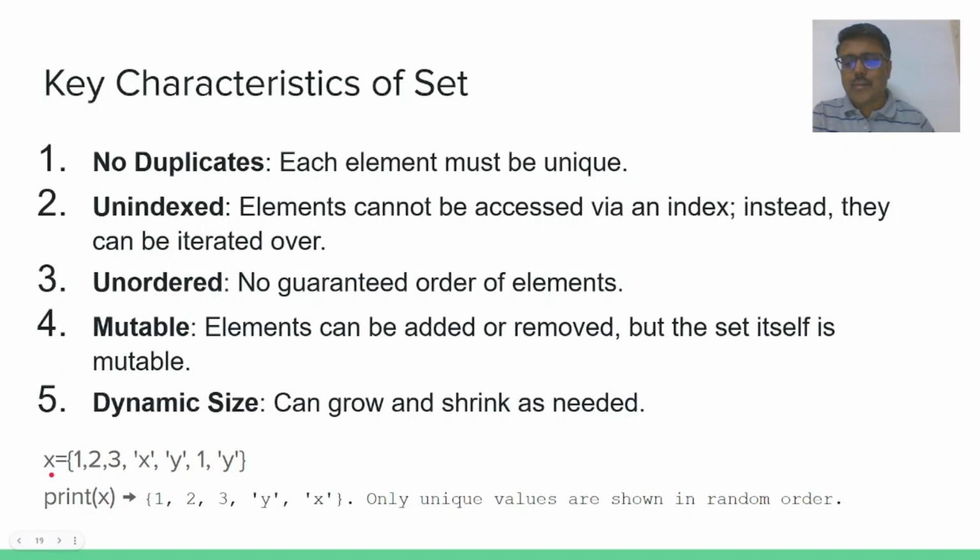I've given an example here: 1, 2, 3, X, Y. Again, I'm giving 1 and 2 twice. But when you are printing it, though the 1 is available 2 times, you will find it only once. Even Y, if it is available 2 times, it will print Y only 1 time. So 1, 2, 3, Y, X. And it will show only the unique values, and it will not always be in the same order. It will print 1, 2, 3, X, Y, or X, Y, in random order. So we'll see with an example.